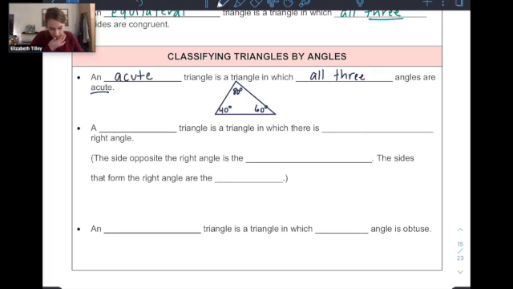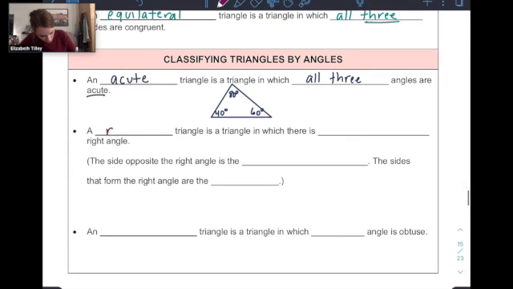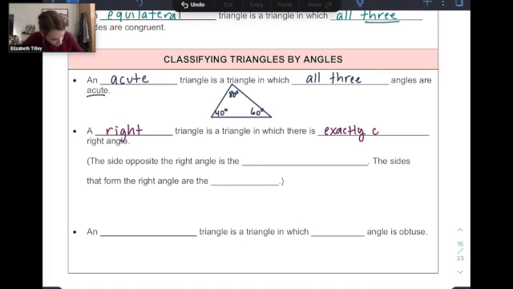All right, next up, we know these triangles. We know and love them. It is the right triangles. So next up, we have a right triangle is a triangle in which there is exactly one right angle. There is exactly one right angle.